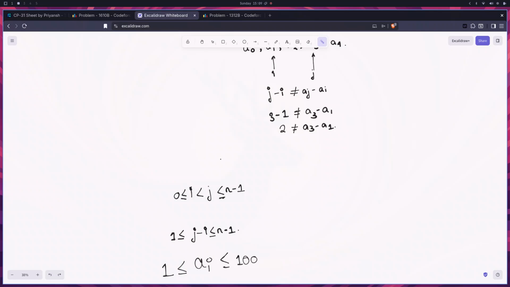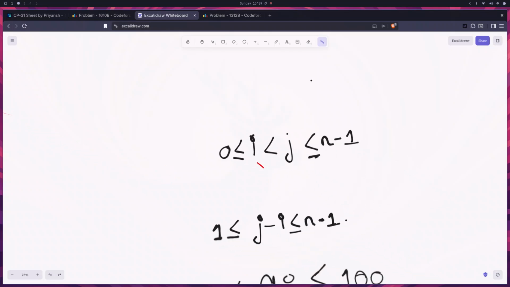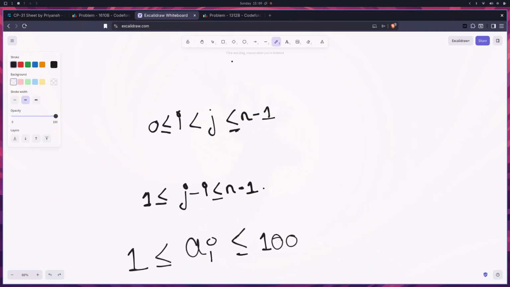So what can we do? The differences lie from 1 to n minus 1. So one of the approaches is that to satisfy the inequality, this difference j minus i should not be equal to the RHS, that is a of j minus a of i.